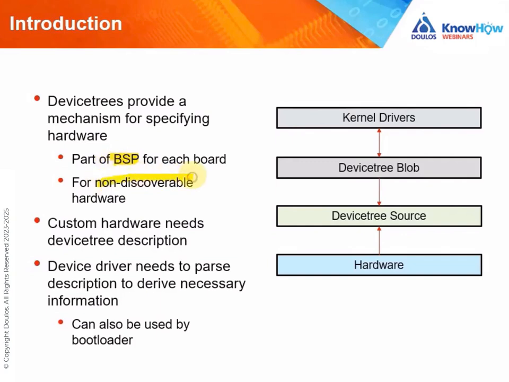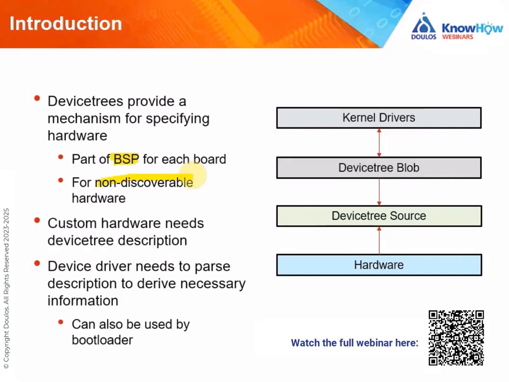Some things, obviously, when we plug a USB key into our board, the kernel can discover that USB key. It doesn't need to have a device tree description. But for most of the static hardwired things on the board, we need that device tree description. And the device driver that drives the different pieces of hardware often needs to parse that description in order to pull out necessary information that it needs to be able to interact with that hardware.